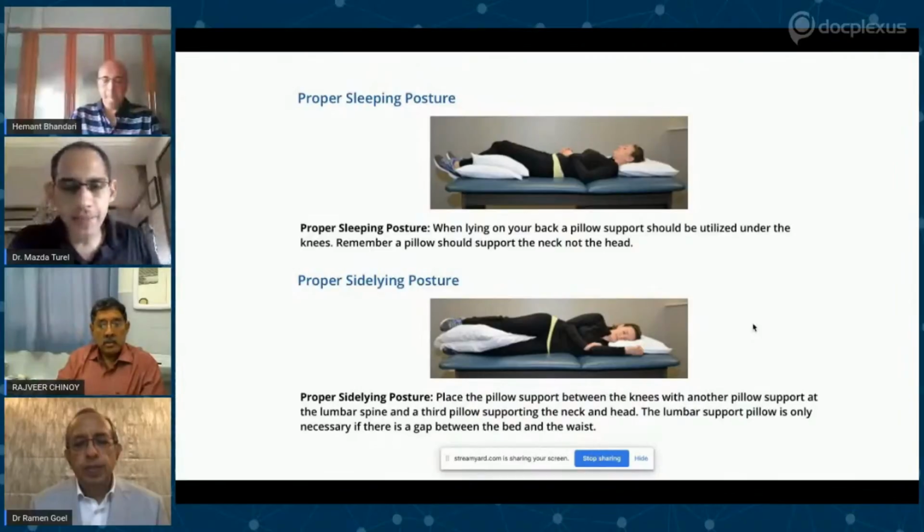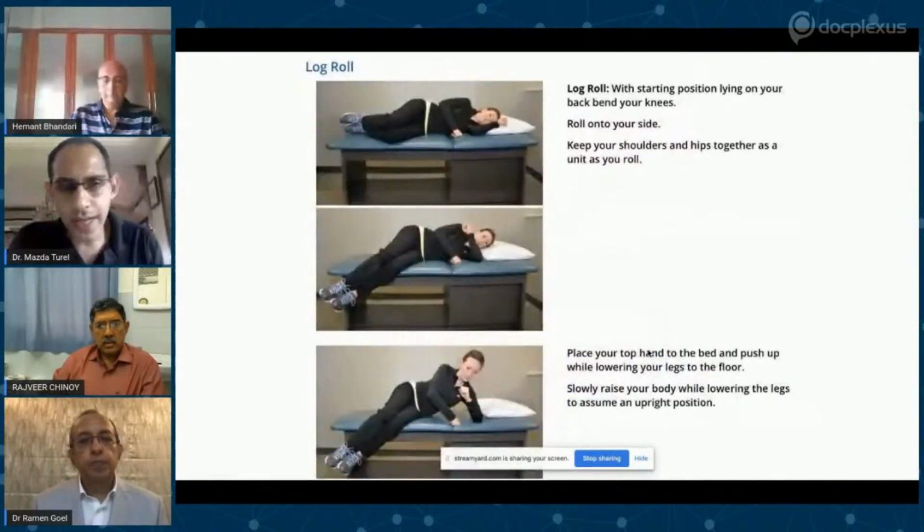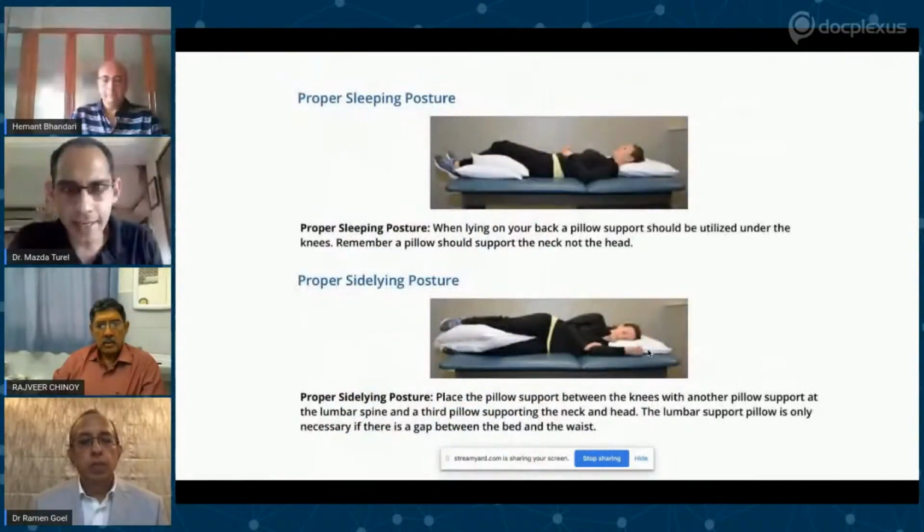So I think sleeping on your tummy is not a good idea. If they can't sleep on their back, then the best thing would be to put them on their side. And you can use a neck support pillow or a pillow between their legs, which will help them stay on their side. And again, getting out of bed is critical.